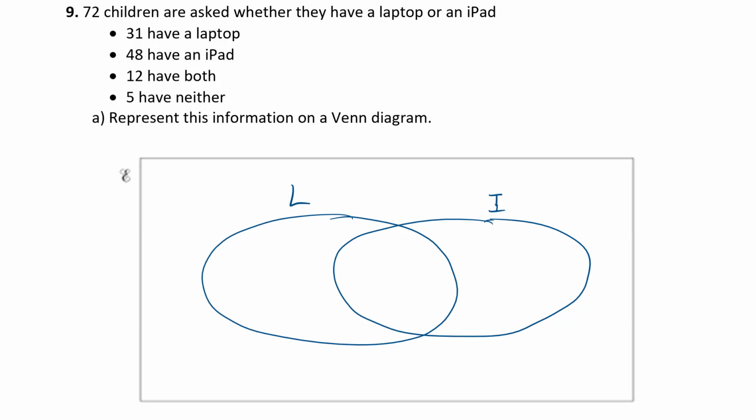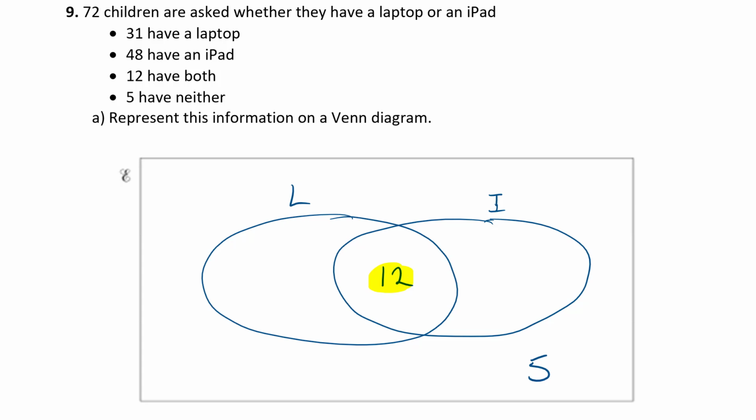I'm going to start with the both and neither. So both is the ones in the middle, isn't it? So there's 12 in there, and 5 have neither. That's on the outside. Now you might think that you can just write the 31 here and the 48 there, but if you add up 31 plus 12 plus 48 plus 5, you'll see it comes to more than the 72 children that you have got. So we're not writing 31 and 48 there. What we need to do is just to make sure we've included these 12 students here in the middle.